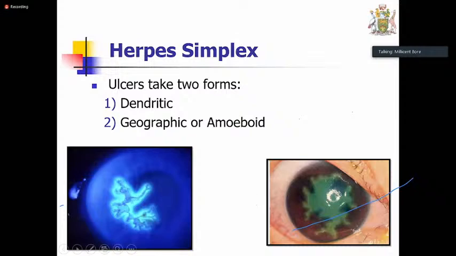So we'll also look at herpes simplex ulcers. They can either be dendritic or geographic or amoeboid. If you look at this, this is a slit lamp photo, which is taken under cobalt blue light. The eye has been stained with fluorescein. You can see there's a defect on the cornea, and it has a dendritic pattern.